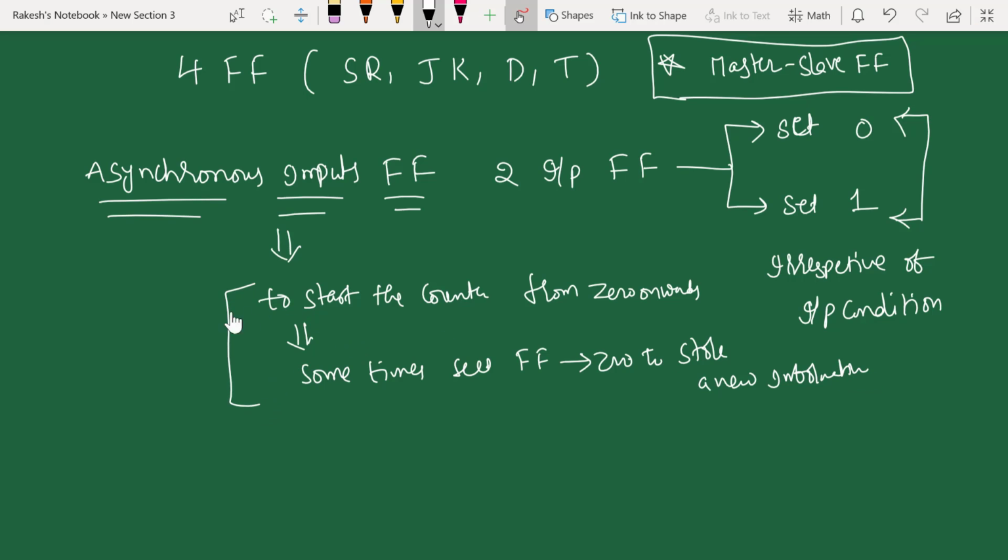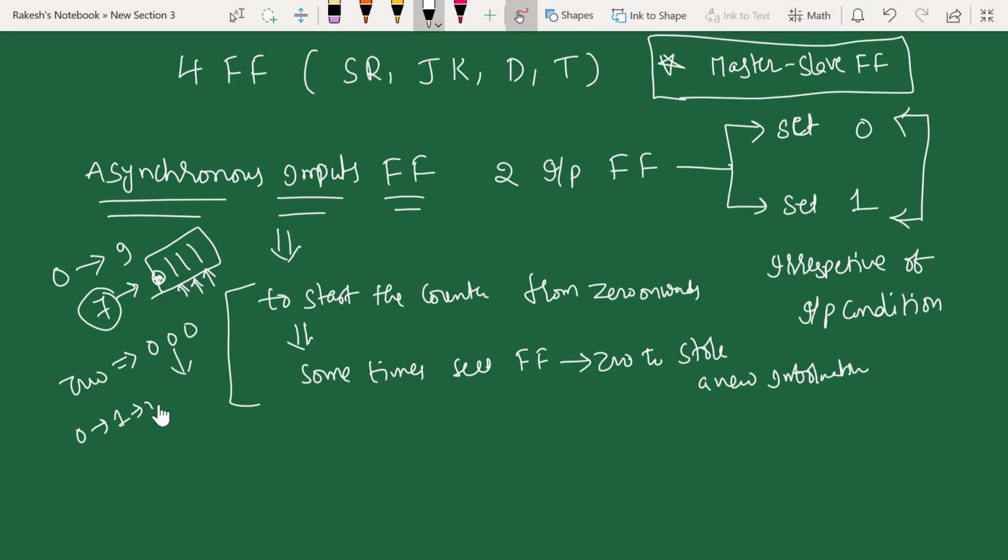Basically, when you design the counter, let's say a 0 to 9 counter, suppose you stop at 7. Now your flip-flops will store 111 in 3 flip-flops. Now if you want to start from 0 once again, what you do is you apply the asynchronous input to these particular flip-flops. It's going to keep all the outputs at 0. Then you can start counting once again, 0 to 1, then 1 to 2 and so on. So these are the two asynchronous inputs.